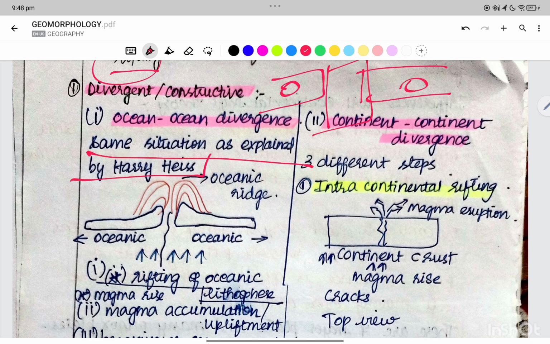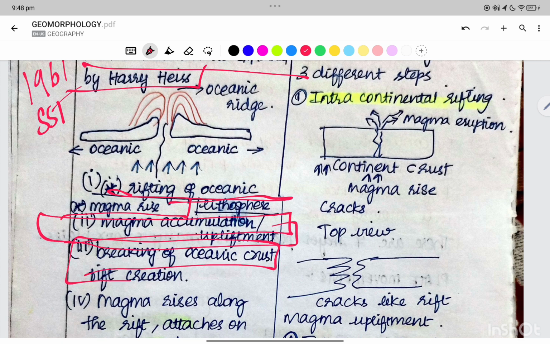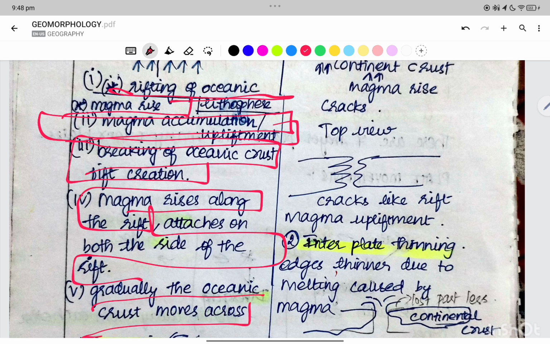The same situation was explained by Harry Hess in 1961. Sea floor spreading theory. The rifting of the oceanic plates causes the magma to rise, magma accumulation and upliftment. The breaking of the continental oceanic crust, rift creation. Magma rises along the rift and attaches on both the sides. Gradually, the oceanic crust moves.